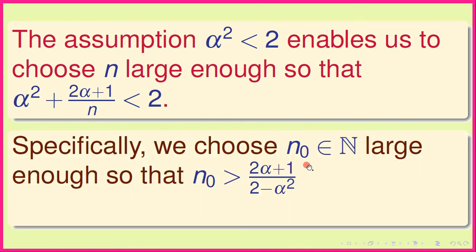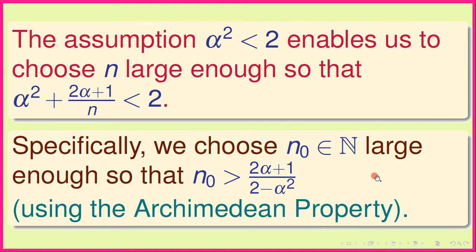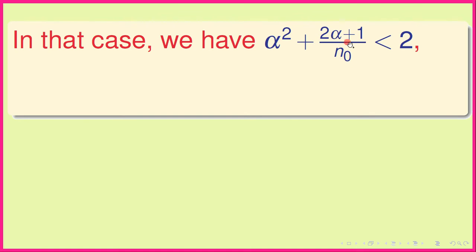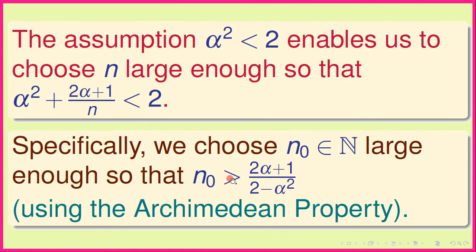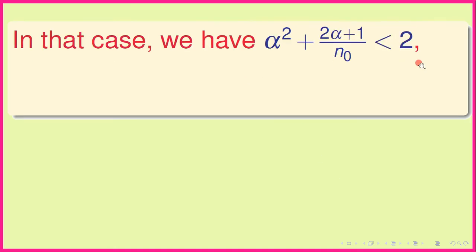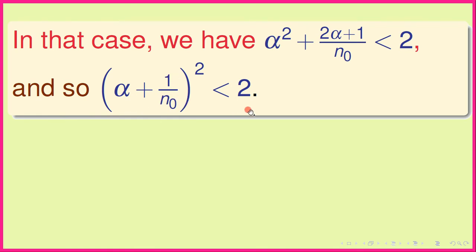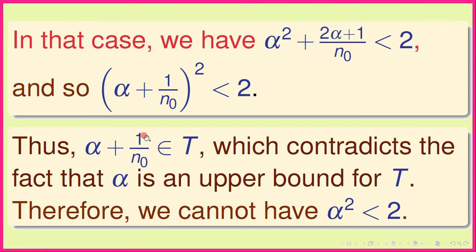Specifically, we can choose n naught in N large enough so that n naught is greater than (twice alpha plus 1) by (2 minus alpha squared), and we can do this by the Archimedean property. In that case, we have alpha squared plus (2 alpha plus 1) by n naught less than 2. And so this quantity is less than 2. Thus, alpha plus 1 upon n naught is also an element of T, which contradicts the fact that alpha is an upper bound for T, because this element is bigger than alpha and still it is inside T. Therefore, we cannot have alpha squared strictly less than 2.